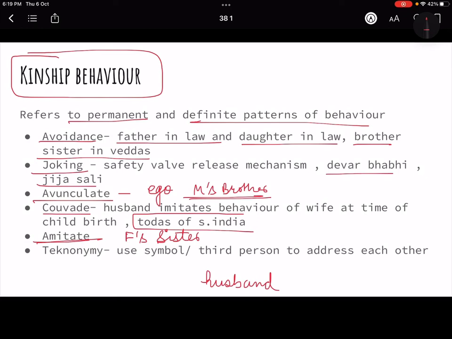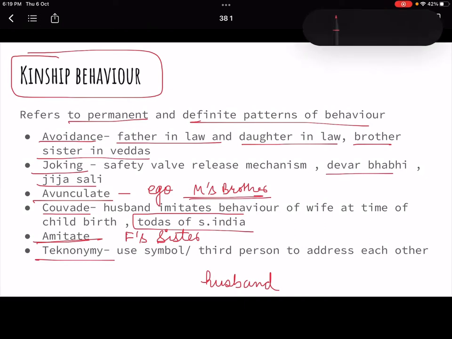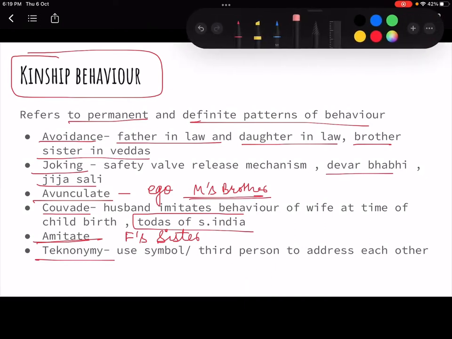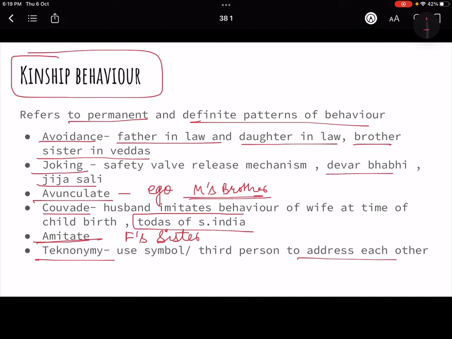And the last is teknonymy. Basically, in teknonymy there is use of symbols, or you address the person in the third person to talk to each other. For example, it is seen in husband and wife, and in North India, in Indian culture also, it is seen that the wife will never call the husband by his name. She will always use some other name, like 'bachchon ke papa'. It is written in books like this, right? So I could not find a good name.